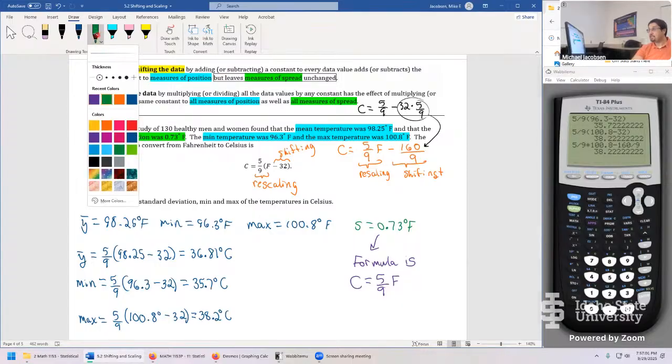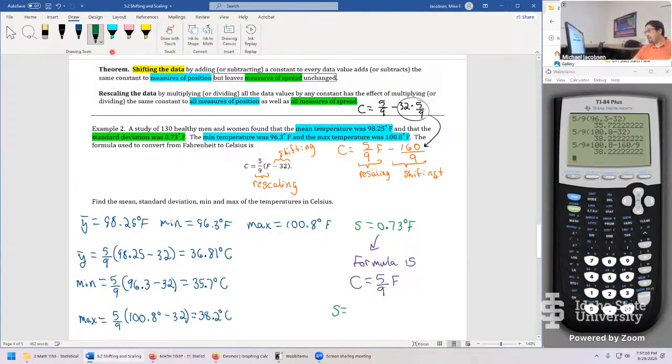So that means for S, we would take back into the calculator, 5 divided by 9, multiply by the old standard deviation, 0.73. And that's it. That's the whole formula. Really kind of weird in a way. We get to 2 decimal places, 0.41 degrees Celsius. Again, it feels kind of weird in a certain sense.